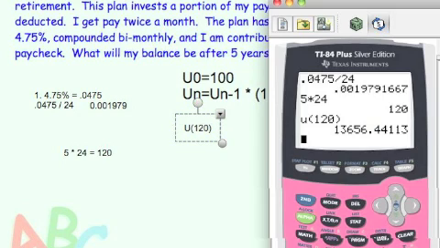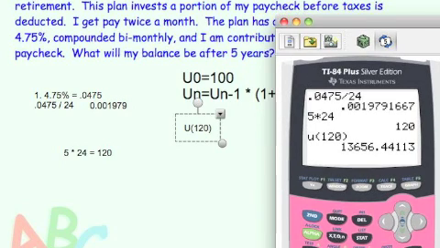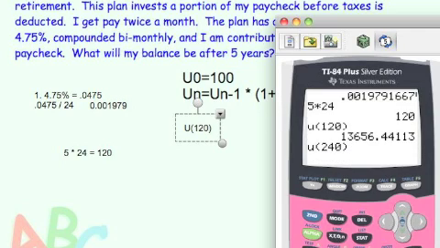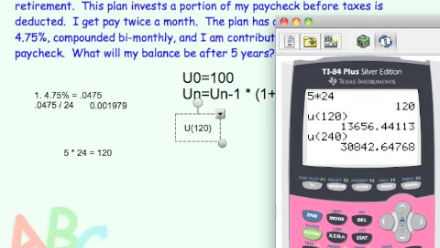According to my calculation, u sub 120, which is my balance after 5 years, will be $13,656.44 approximately. If I wanted to know my balance after 10 years, I'm going to look for u sub 240. So after 10 years, my balance would be $30,842.